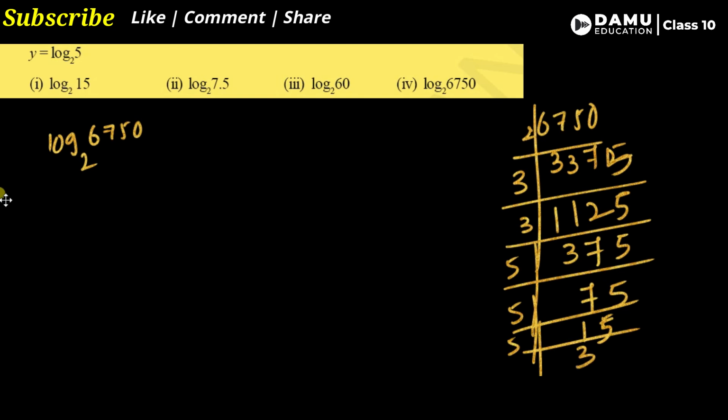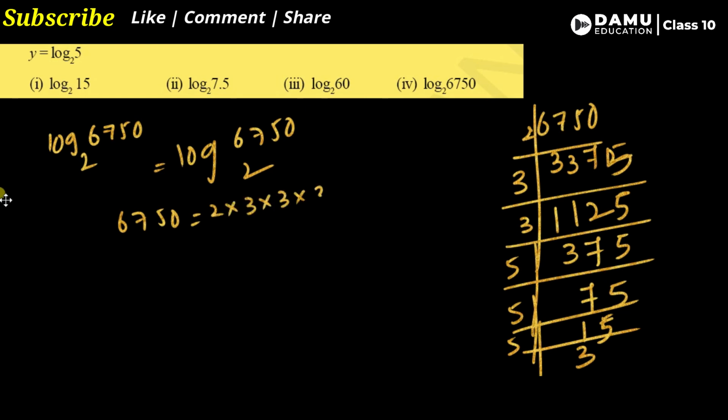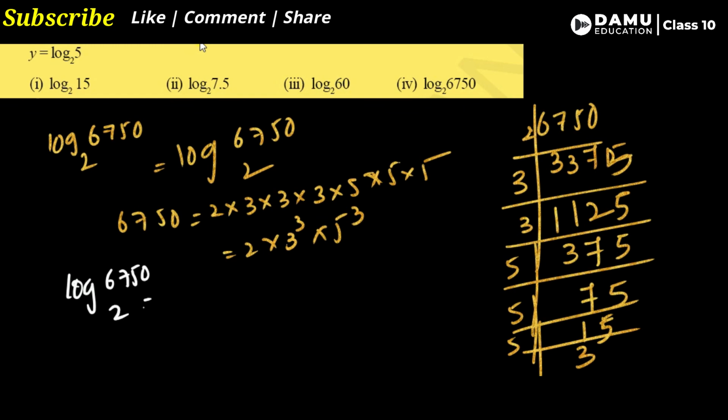Then what will you get again? 5 3s are 15. So let's write this one as log 6750. How can you write it? Let's write 6750 base 2. 6750 you can write in the format of 2 into 3 into 3 into 1 more 3, then 5 into 5 into 5. So 2 into 3 cube into 5 cube. So you can write it like this. So log 6750 base 2 will be equal to log 2 into 3 cube into 5 cube base 2.